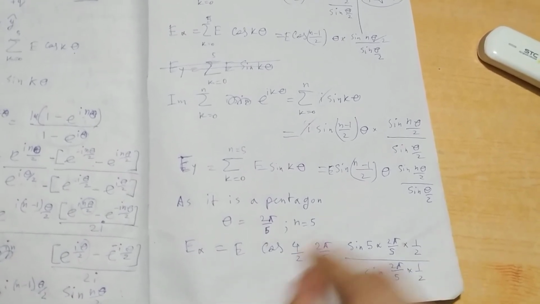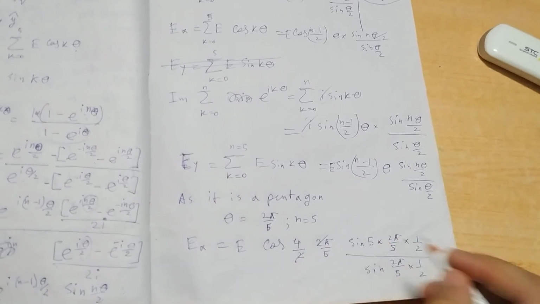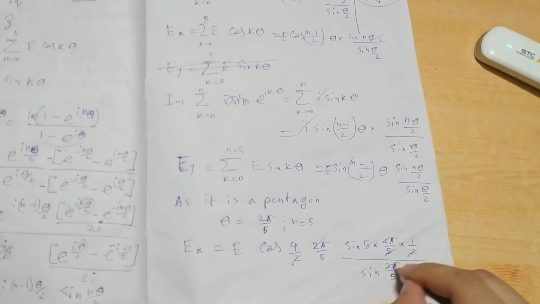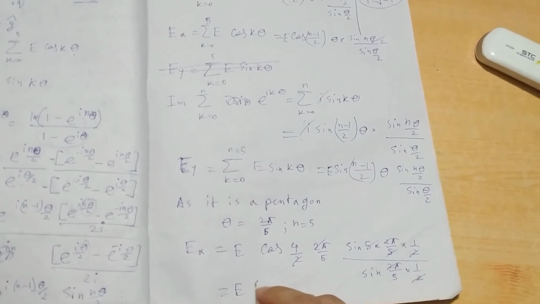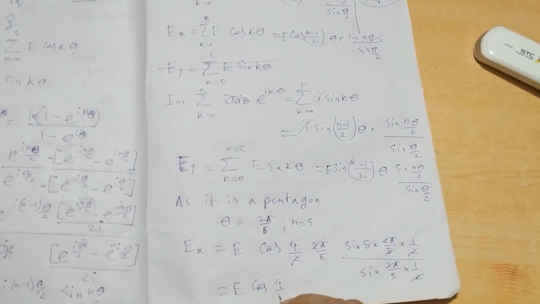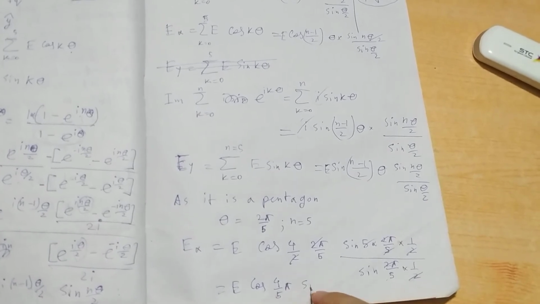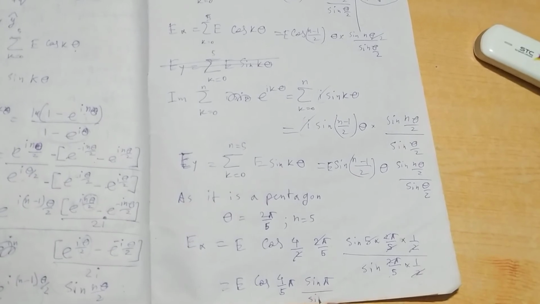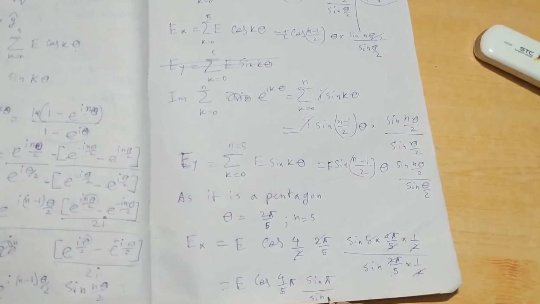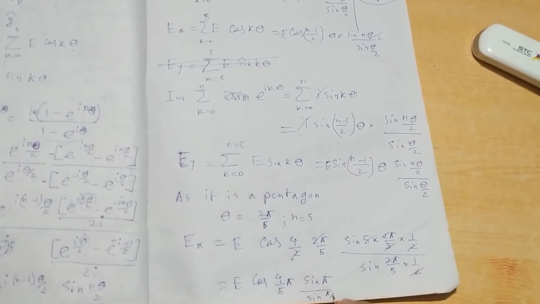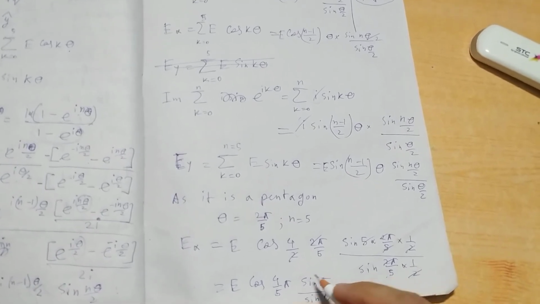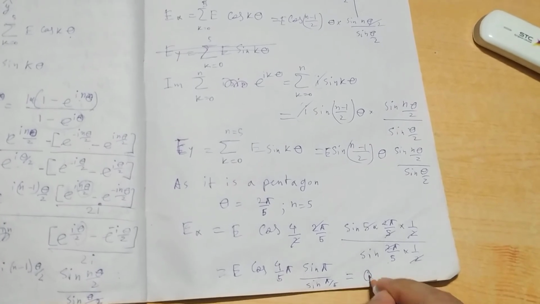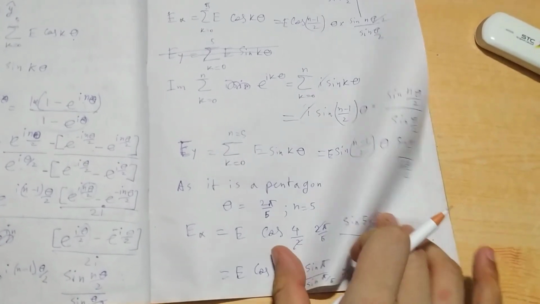Here this will cancel out, these will cancel out, and I have E into cos 4 by 5 pi sine pi by sine pi by 5. So here is a sine pi. We know that sine pi is equal to 0, so this will altogether be 0.